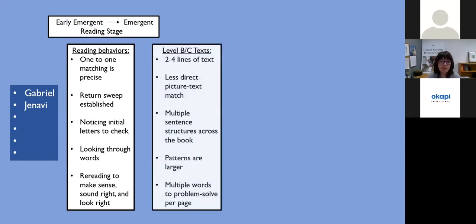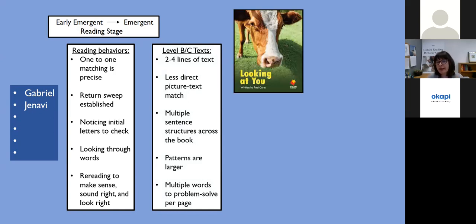And so what I thought about for them was I would look for level B and C text. So I would want 2 to 4 lines because they already have return sweep established, and 2 to 4 lines of text on a page is going to give us some meat to hang on to as we're having conversation. The B's and C's are going to have less direct picture text match. So I might choose a book like Looking at You.